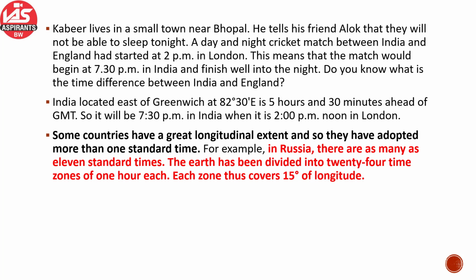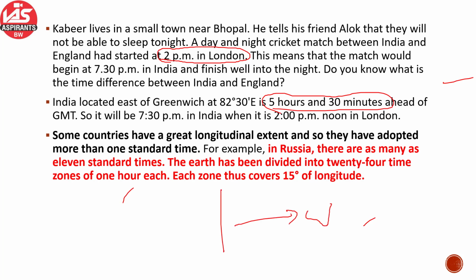Okay, now this is the same example. If we have a match in London at 2 p.m., how much will that match be in India? Because I told you 82.5 degree east, so it is 5 hours and 30 minutes ahead. Because we are in the east of the Greenwich, okay, India is here, Greenwich is here, so we are going towards east, and I told you east gain addition, so you add 5.5 hours. So the match is starting at 2 p.m., you add 5.5 hours, it would be 7:30 p.m. in India.